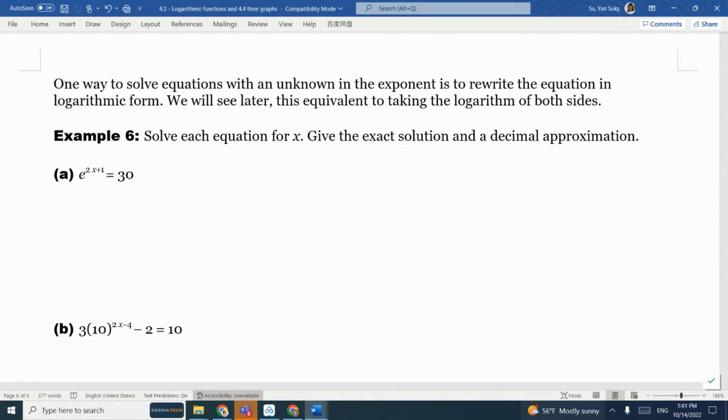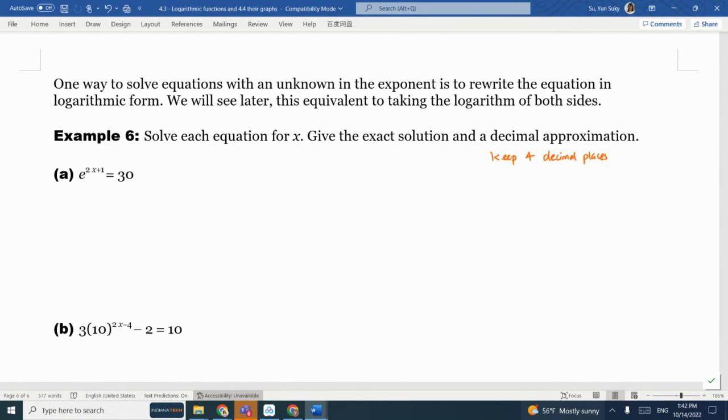Okay, so let's solve the following equations for x. Give exact solutions and decimal approximations. So you get the exact solution, and then you plug it into your calculator, you get decimals, right? And please keep 3 decimal places. Oh, what did I do? Okay, let's keep 4 decimal places.